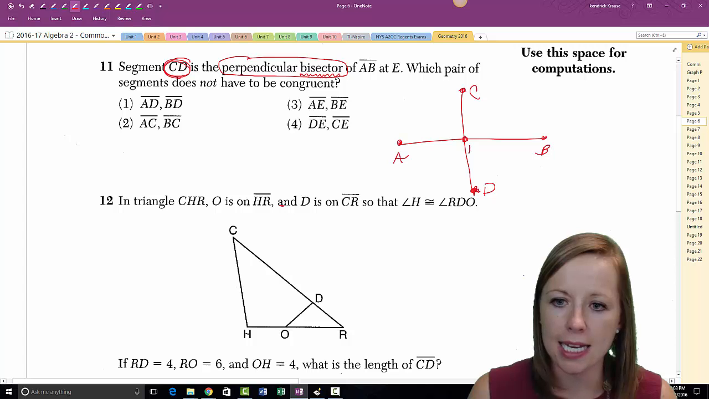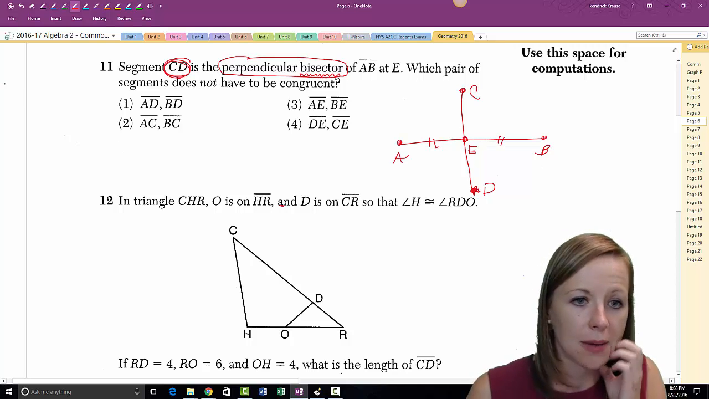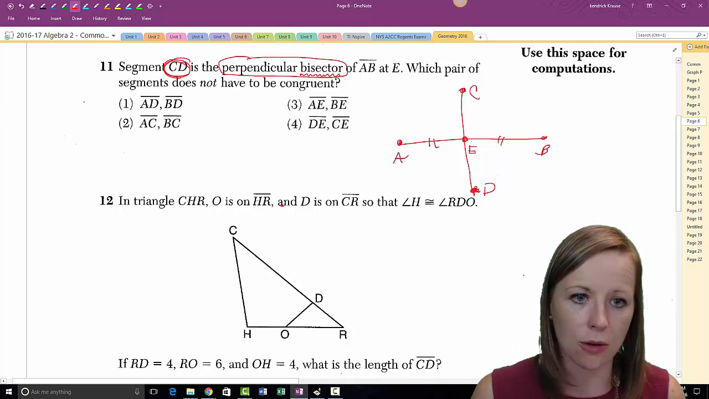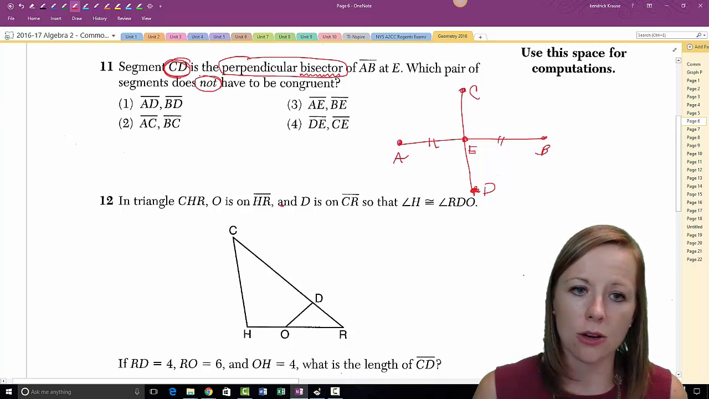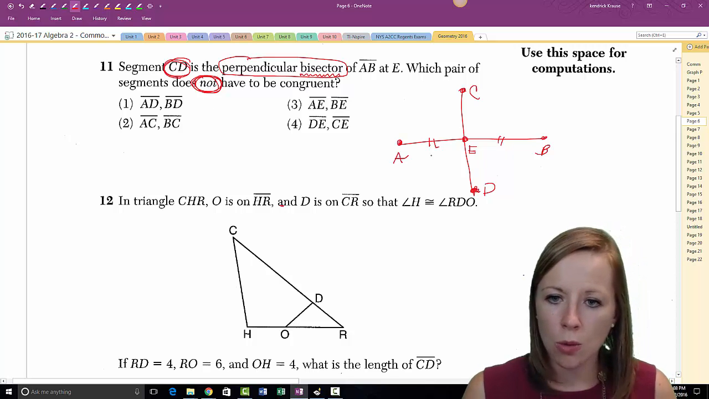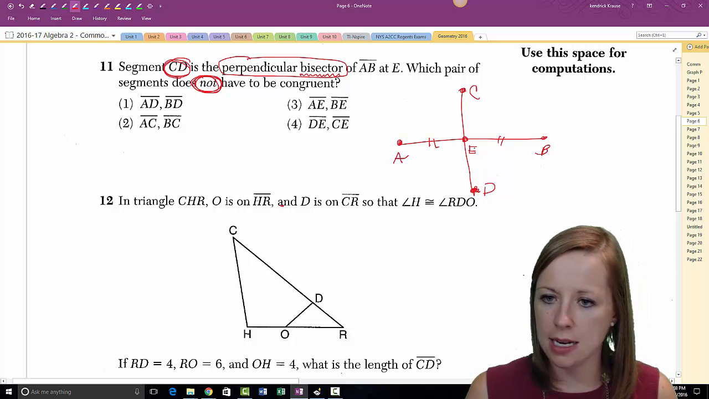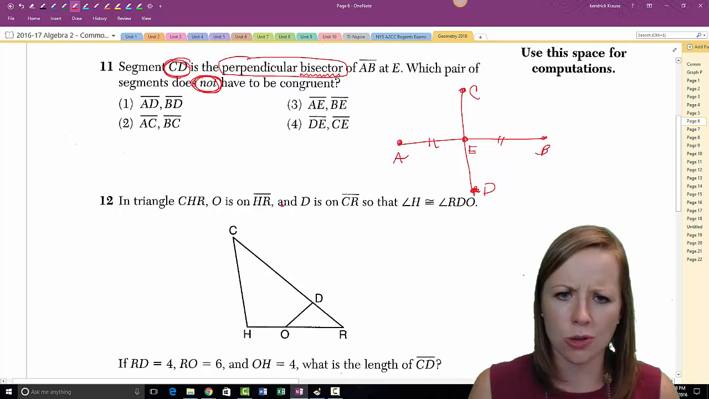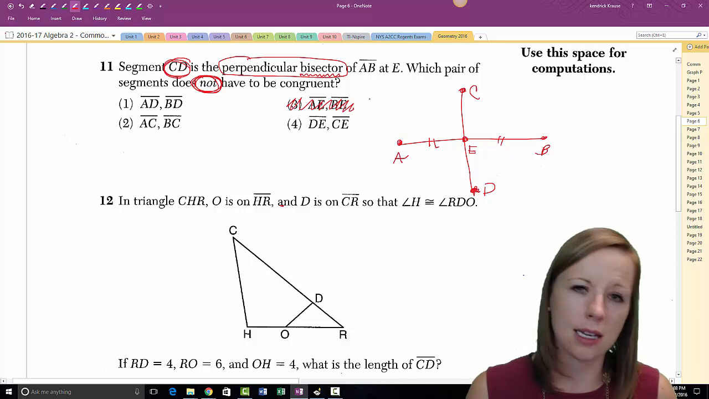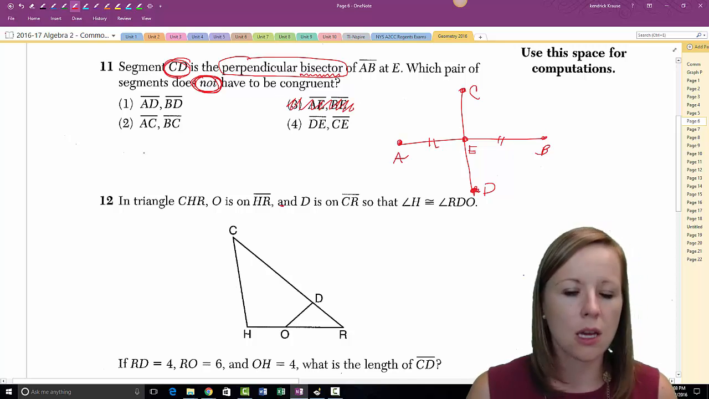And it's bisecting at E. So that means it's telling you that A to E and E to B are congruent. So it says which pair of the segments does not have to be congruent. So there's that "not" again. You have to read carefully here. Which does not have to be congruent? Well, since I just marked AE and EB the same, I know it's not going to be choice 3 because it's asking "not," so I have to figure out which one is false.